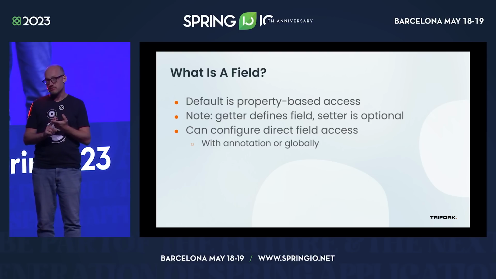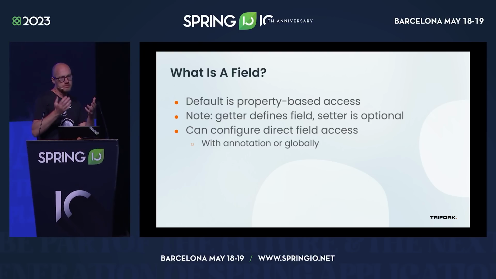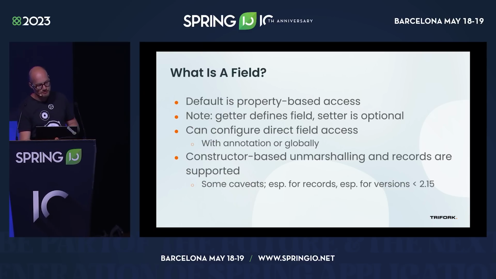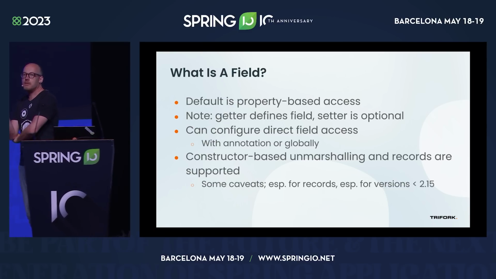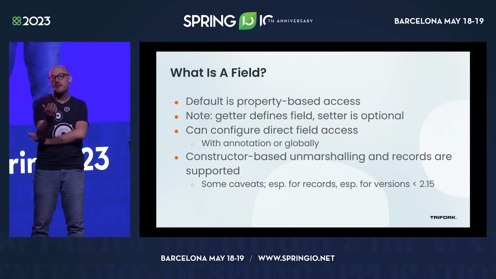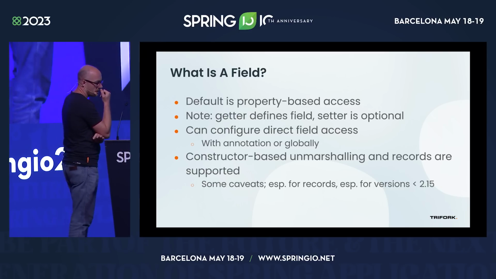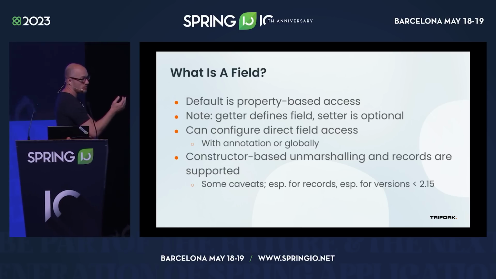You can actually tell JSON to just use direct field access everywhere. Globally, I think that's a really bad idea. But sometimes it makes sense on individual types, so you can use an annotation to do that as well. Also, there is support for unmarshalling by using a constructor, instead of having a default constructor and then property setters. That means that there is also some support for records.